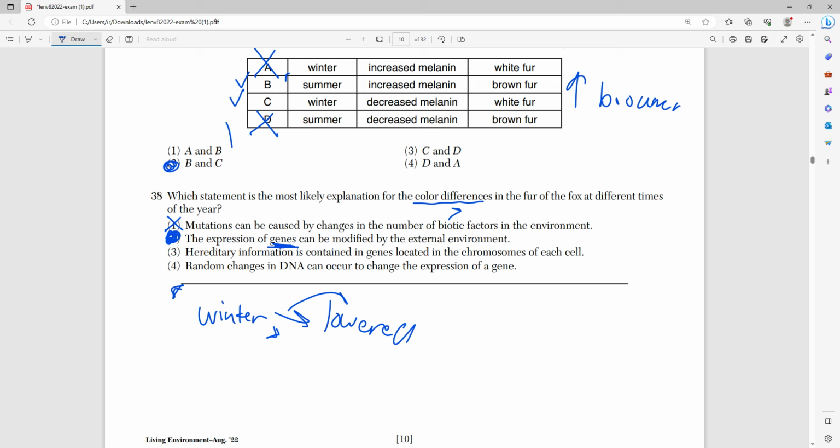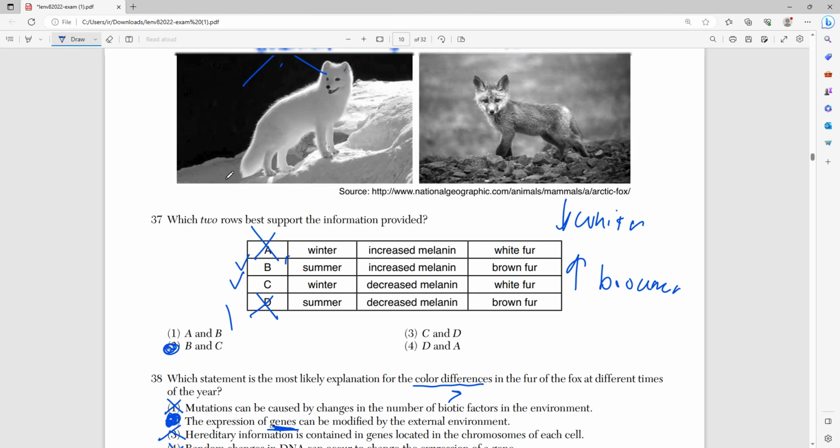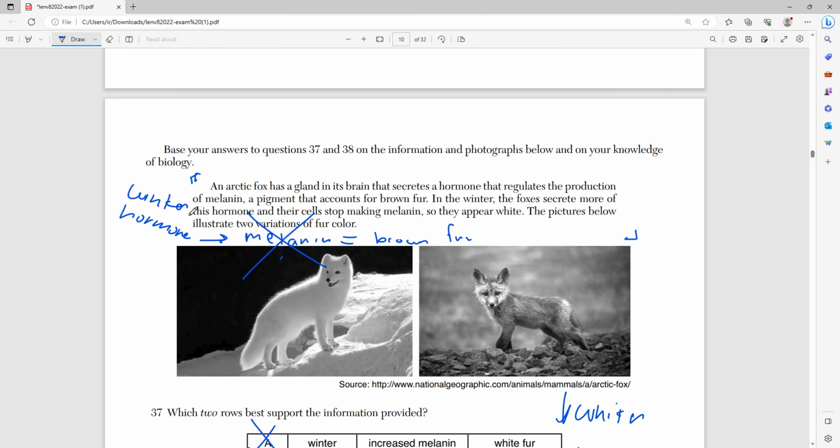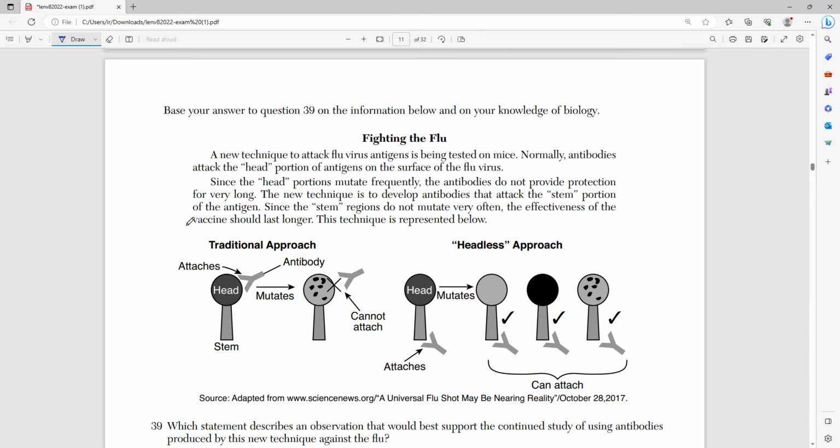Number 3 says hereditary information is contained in genes located in the chromosomes of the cell. This has nothing to do with hereditary because their fur changes, right? If it was hereditary, that means it would have to do with the parent fox's coat color. Number 4 says random changes in DNA can occur. That's mutation. We never talked about mutation. Guys, this is a super simple problem. All the answers can be found in this blurb right here. You just have to think about it, right?